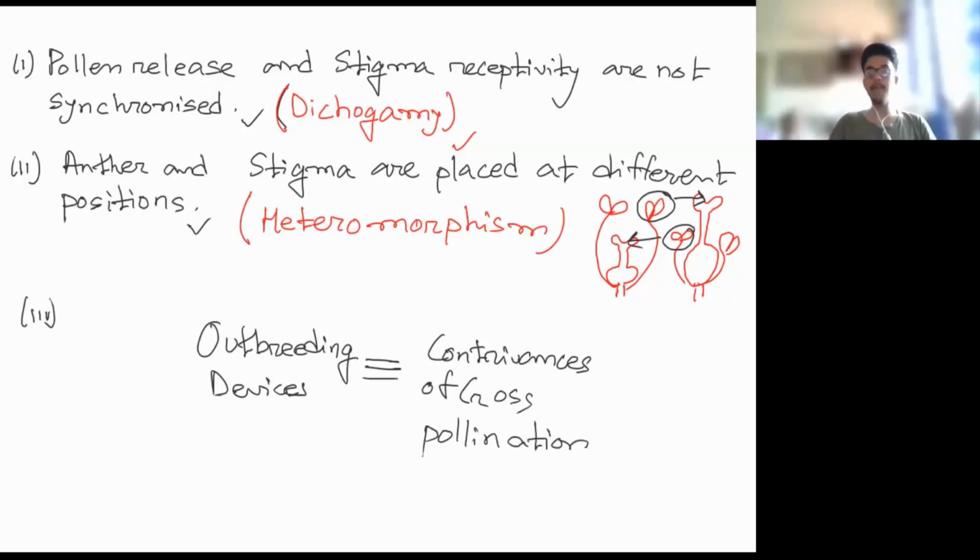Outbreeding devices, let's go by the definition. In outbreeding devices, the plant is adopting some mechanism so that it prevents self-pollination and promotes cross-pollination. That's the same as contrivances of cross-pollination. So all this stuff I've discussed in detail. Now, which I had not discussed in the previous lecture, is self-incompatibility.